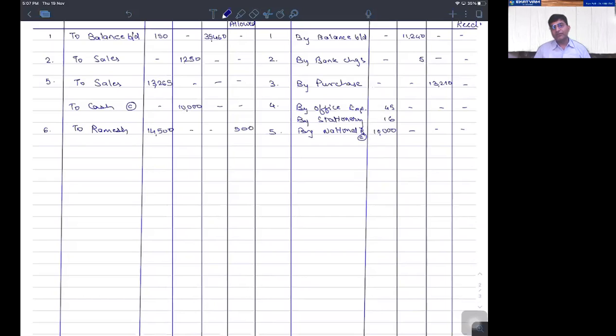Why discount allowed column 500? क्योंकि जब डिस्काउंट अलाउ किया है तो वो हमारा खर्च है, खर्च हमेशा डेबिट साइड में आएगा. Correct.